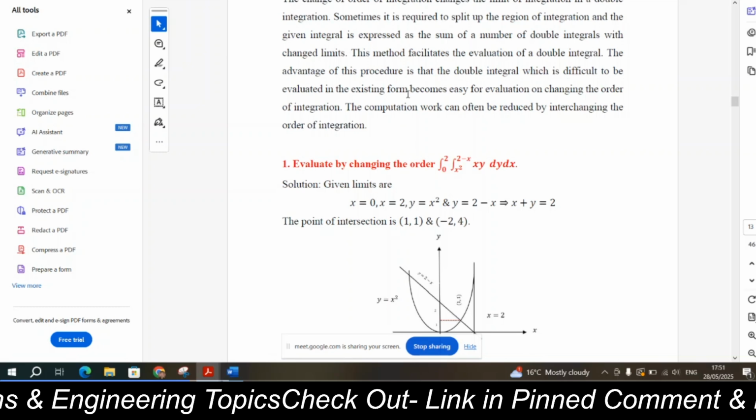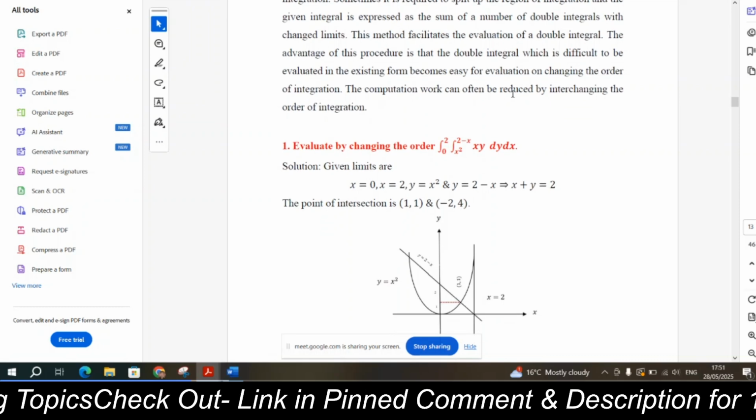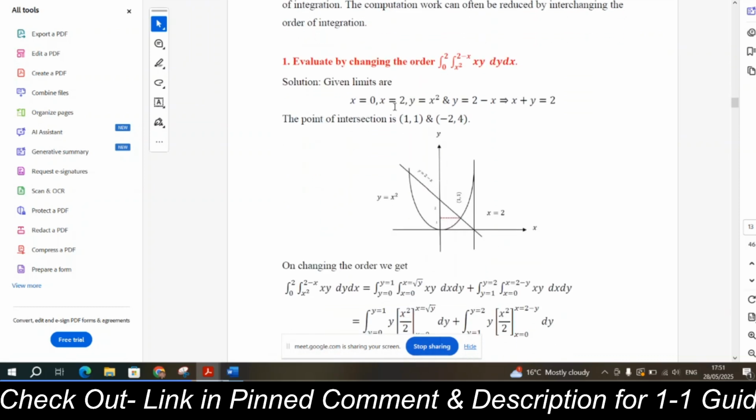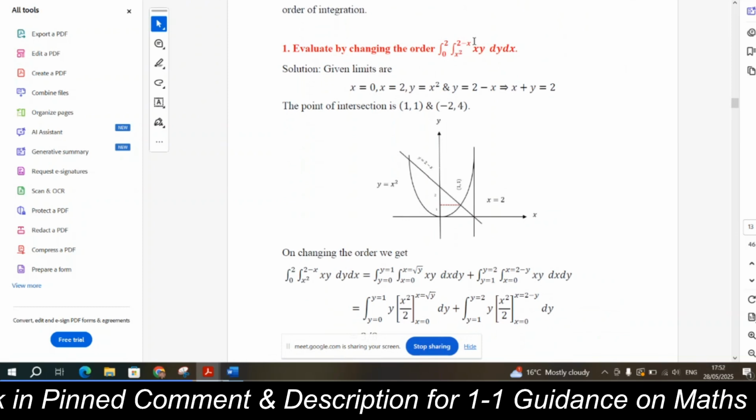The advantage of this procedure is that the double integral, which is difficult to evaluate in the existing form, becomes easy to evaluate on changing the order of integration. The computation work can often be reduced by interchanging the order of integration. Let's look at a problem.